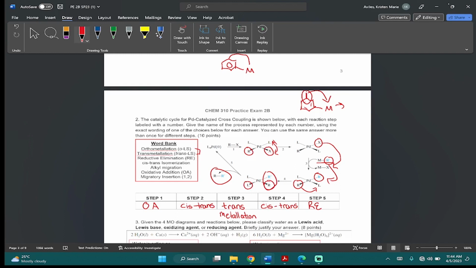What is migratory insertion? Migratory insertion, it's insertion, but it's 1-2 insertion. So say I had a double bond, I'm inserting at the 1 and 2 positions, like that. So how is migration different from isomerization?